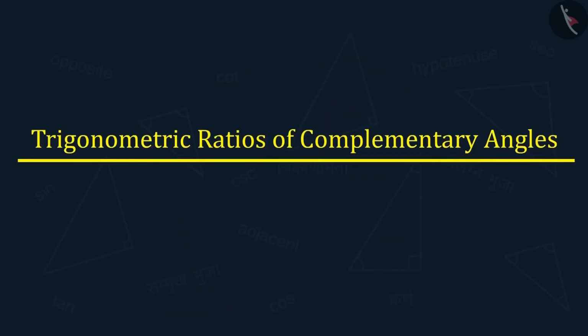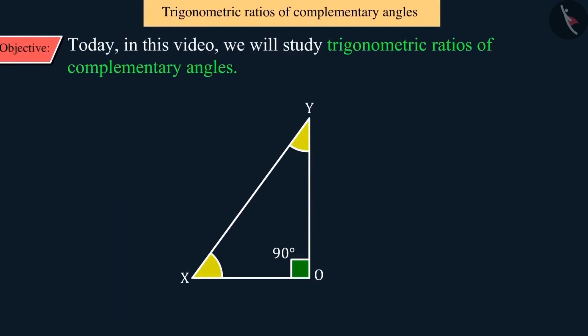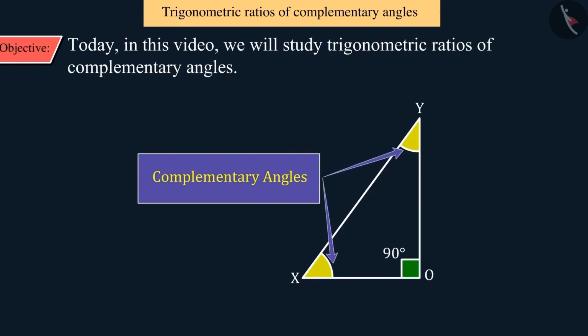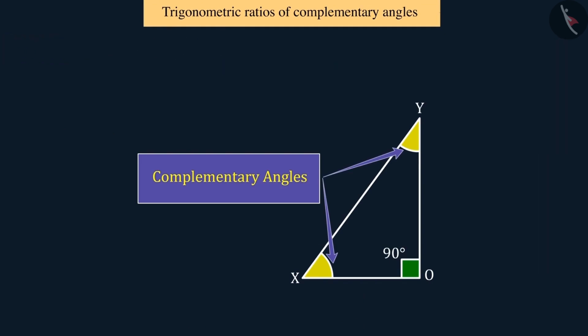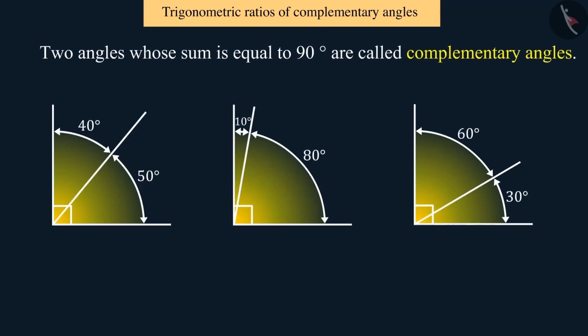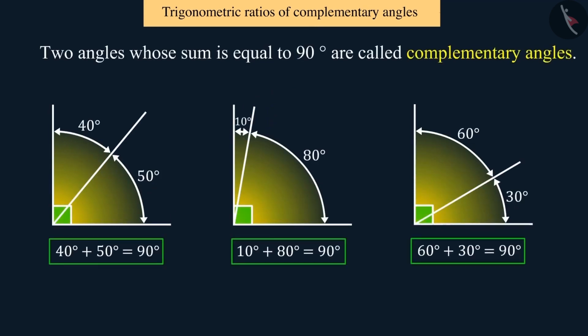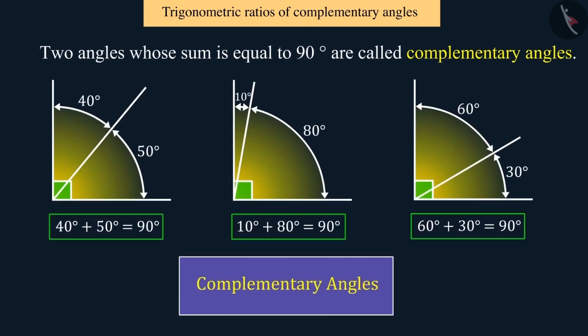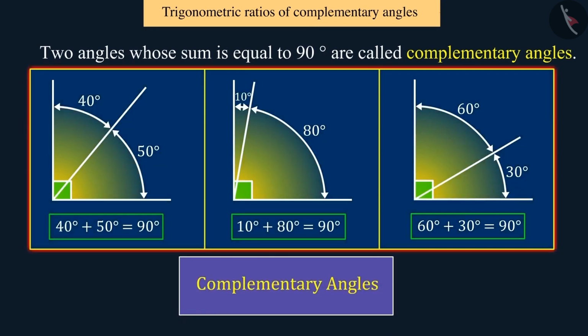Welcome to this video. Today, in this video, we will study trigonometric ratios of complementary angles. Let's have a general discussion. Can you tell what is the meaning of complementary angles? Perfect. Any two angles whose sum is equal to 90 degrees are called complementary angles, which we can understand with these examples.